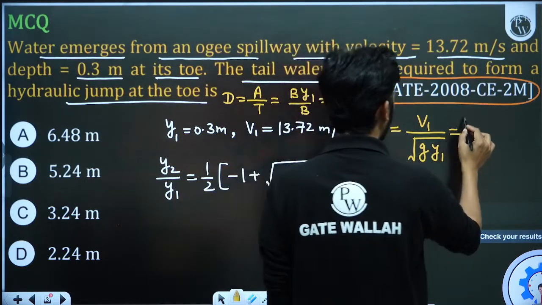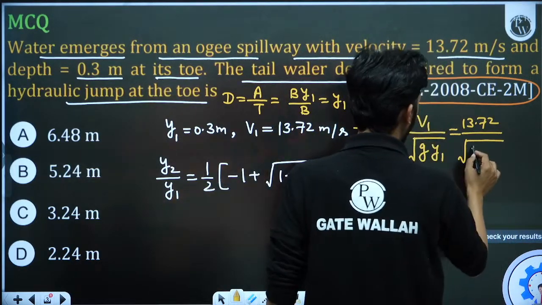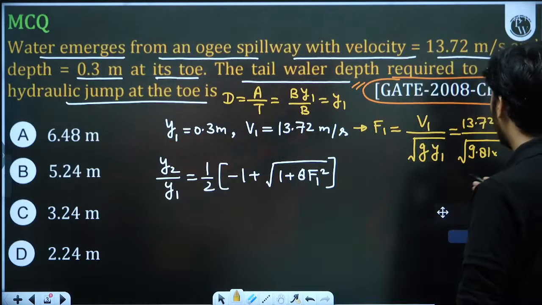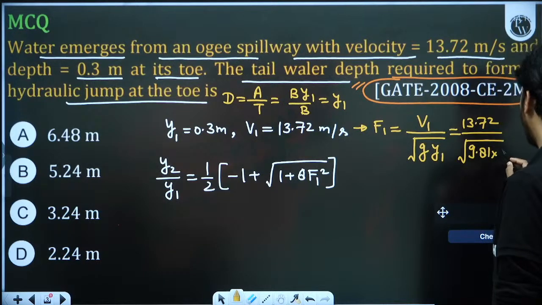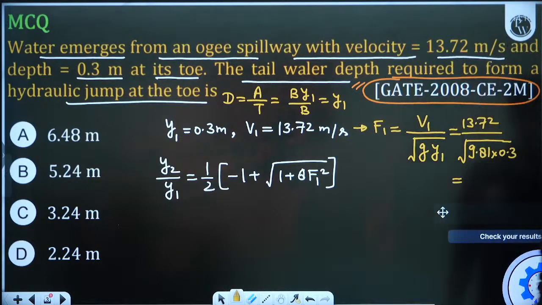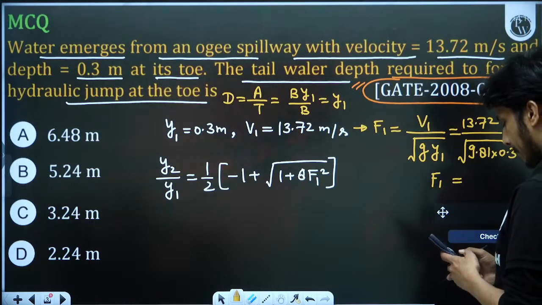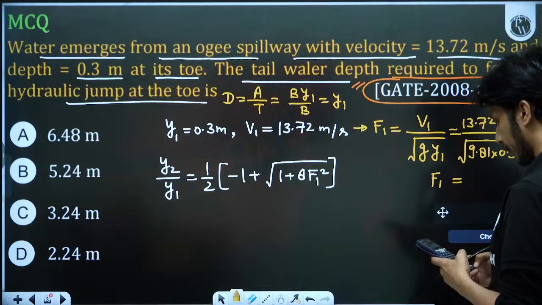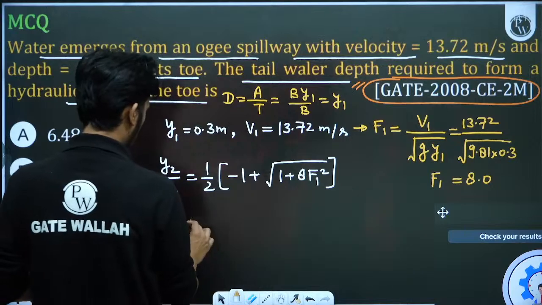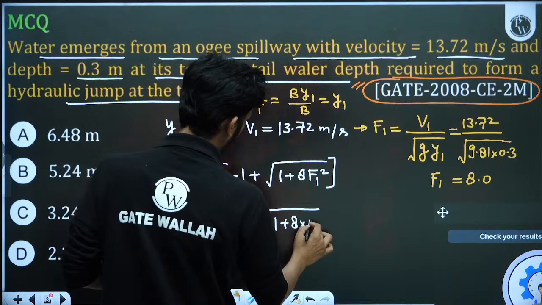So here we will get the Froude number as 13.72 upon under root G into 0.3. G is not given here, so we will take 9.81. Sometimes G is given as 10 or sometimes as 9.81, but if nothing is given, you have to always take 9.81. So we will get the Froude number here. F1 we get first here. This is 8. So if F1 is 8, we will calculate the value here: 1 by 2 into minus 1 plus under root 1 plus 8 into 8 square.